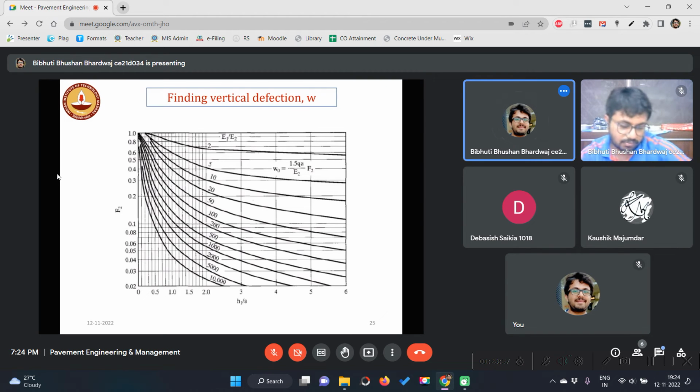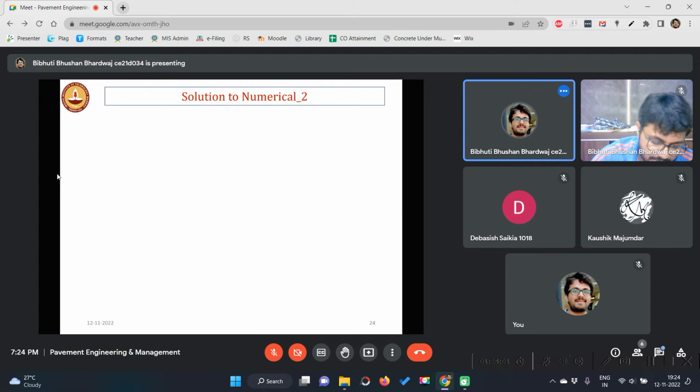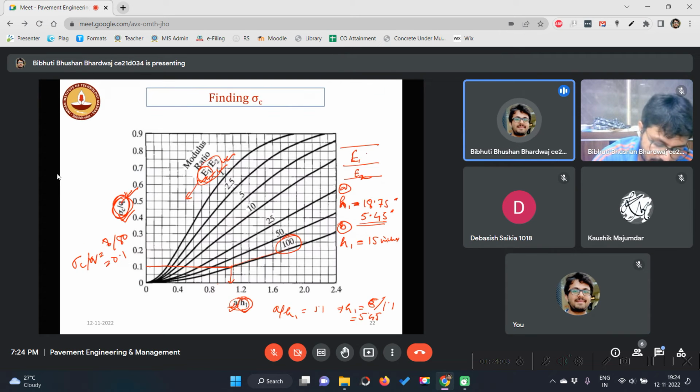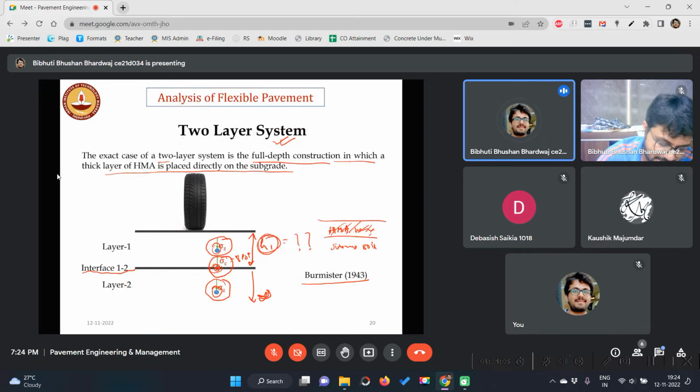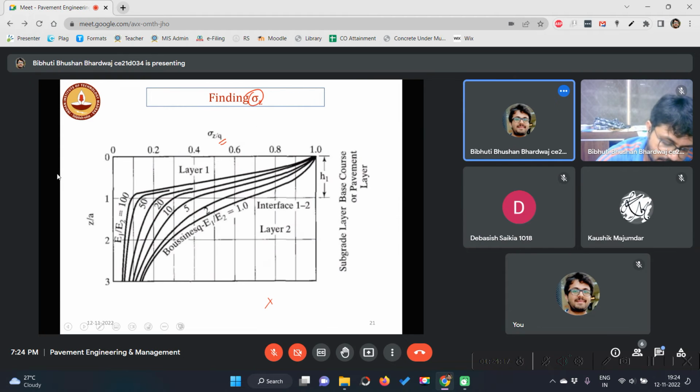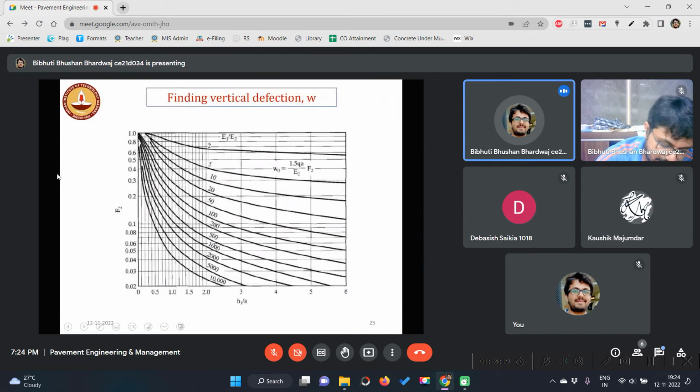Okay. Now, finding vertical deflection. In this two-layer theory, we learned how to find the stress. Suppose you are asked to find the deflection. What is the deflection? That means if it bends like this, what will be the deflection here? Okay.